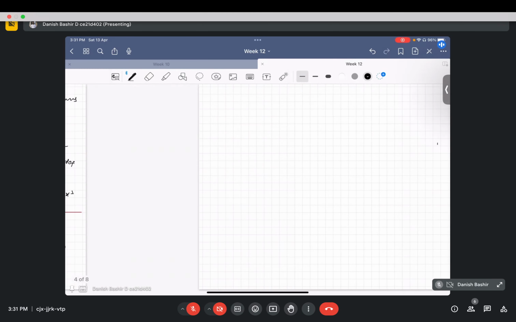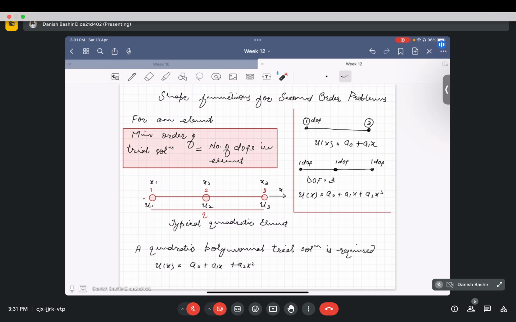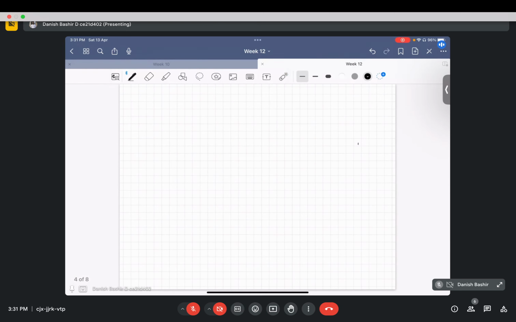So we know that u of x at x1 is equal to u1, u of x at x2 is equal to u2, and u of x at x3 is equal to u3. So we can equivalently write u of x1 is equal to u1, and you have to put x1 in the trial solution, that is a0 plus a1 x1 plus a2 x1 square, exactly what we did in the lower order element a few weeks ago.